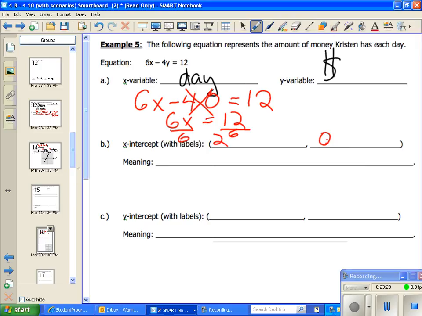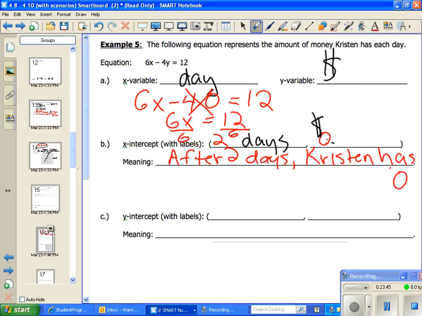What are your labels for that, Lou? Labels. Good. 2 days, $0. Melanie, what's the meaning of this x-intercept? Okay, good. After 2 days, Kristen has $0. Okay, last question is the y-intercept.